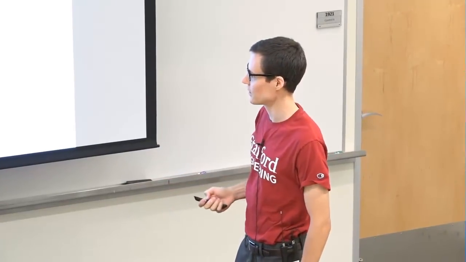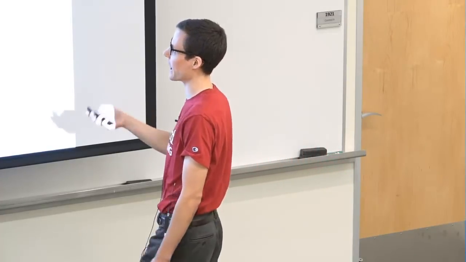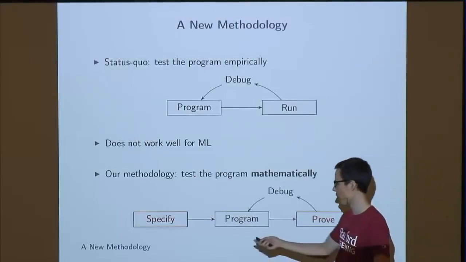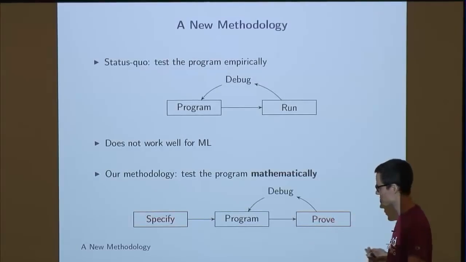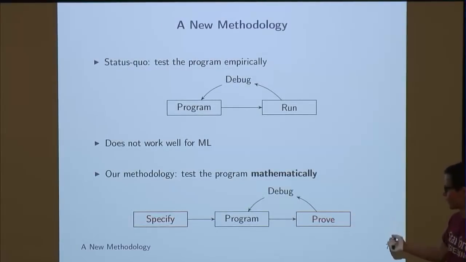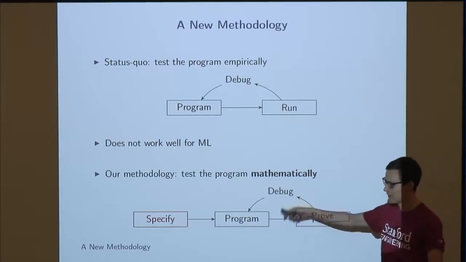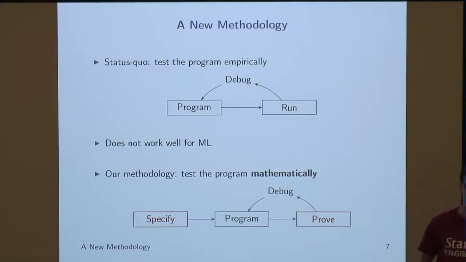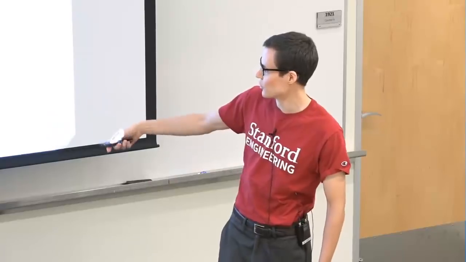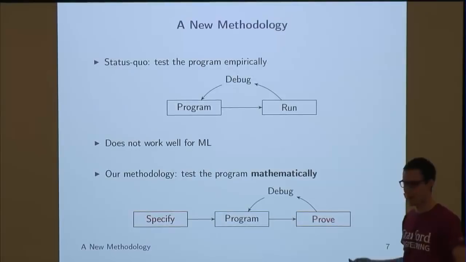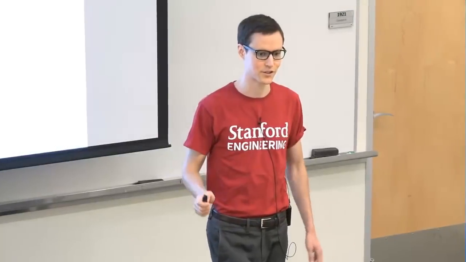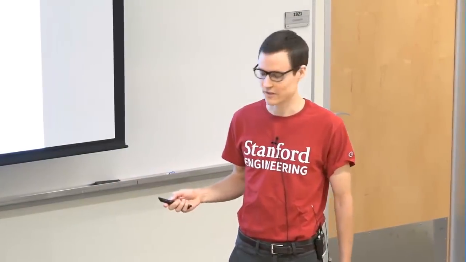So in our methodology, this won't be new at all to verification people, but we test the program mathematically instead of empirically. So we first formally specify in logic what the program is supposed to do. We write the program, and then we try to prove that the program does what we said it should do. And when the proof gets stuck, every bug in the program will cause the proof to get stuck at some point. And we can look at where the proof got stuck, fix the program accordingly, and iterate. And unlike in the status quo methodology, this loop will eventually terminate with a bug-free system up to your specification and a machine-checkable proof of correctness.